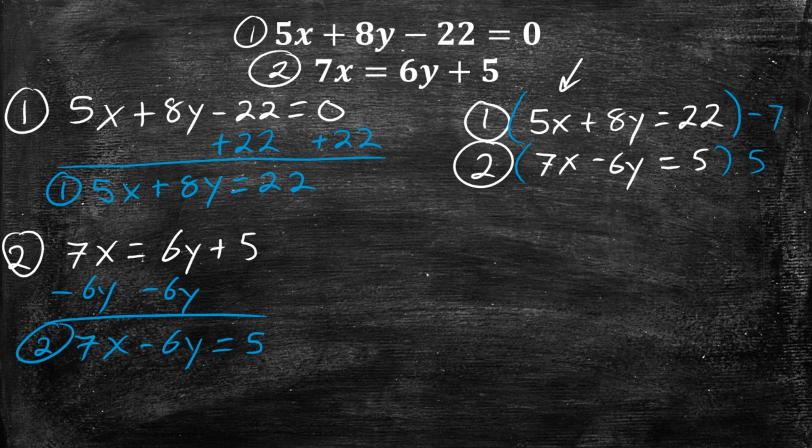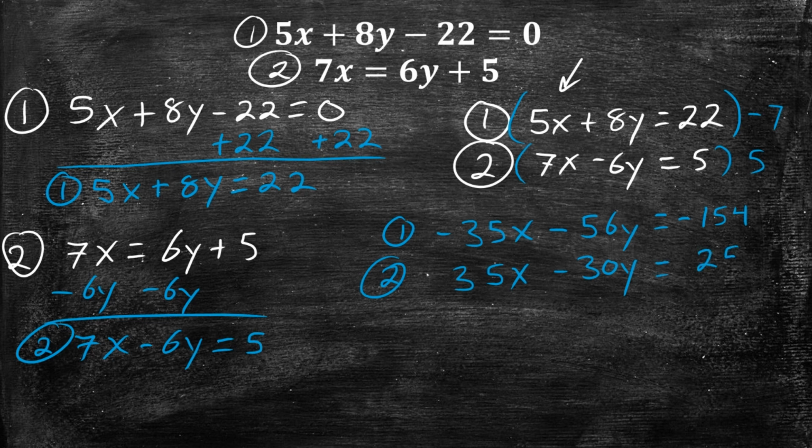So equation number 1 will now become -35x minus 56y is equal to -154. And yes, I used a calculator there. The second equation is going to be 35x minus 30y is equal to 25.